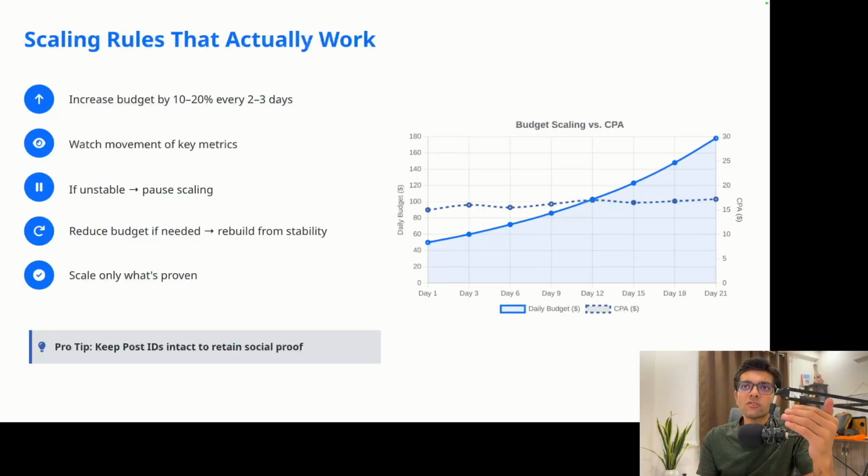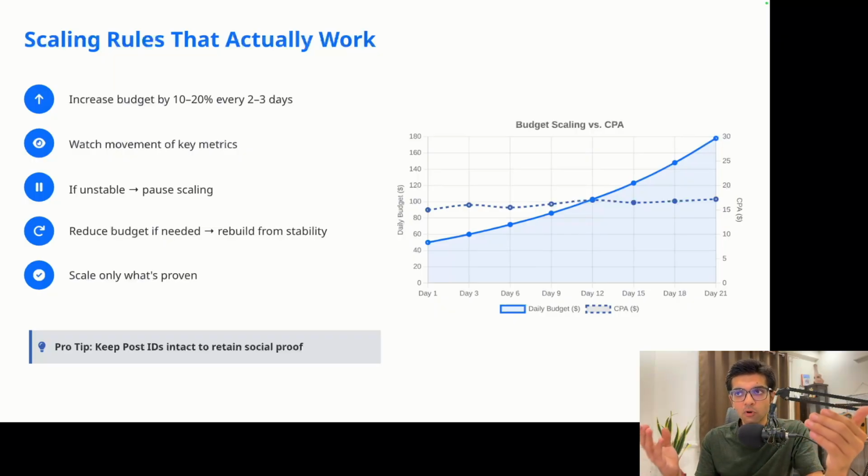Scaling rules that actually work: increase your budgets by 10, 20, sometimes, as I said, I raise it by 30% as well, every 2 to 3 days. If you're doing every 2 to 3 days, go for like 10 to 20%. If you're doing it every day, go for 5 to 10%, because it has to be really opportunistic, right? So there will be certain time frame where you'll get really good results. So that's where I like to push as much as I can, and if it is not sustainable, I tend to roll it back as well at times.